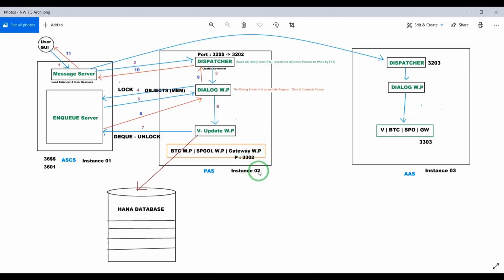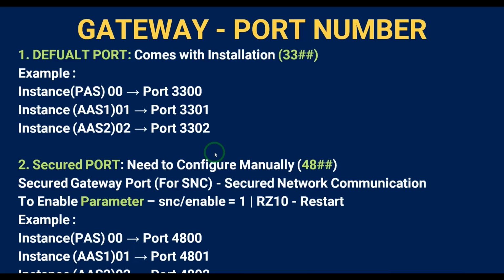See here, the instance number is 03 and the port number is 3303. Likewise, it is going to change. In the same way, we have a secure port number as well. The default port number comes with the installation, but when it comes to the secure port number, we need to configure it manually. The port number used for the secure gateway port starts with 48. This is the secure gateway port number for SNC. SNC is nothing but secure network communication. We use this port number for that purpose.